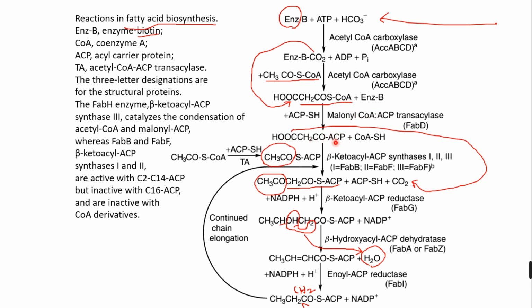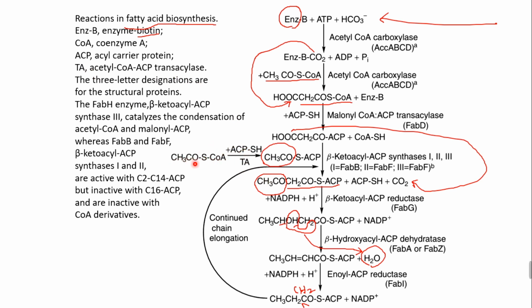So this malonyl ACP reacts with another coenzyme A attached with ACP. This is coenzyme A, and coenzyme A is liberated. In the place of coenzyme A, ACP is going to be attached, and the name of the enzyme is TA. TA means transacetylase. And the ACP moiety is going to be attached with the coenzyme A portion.